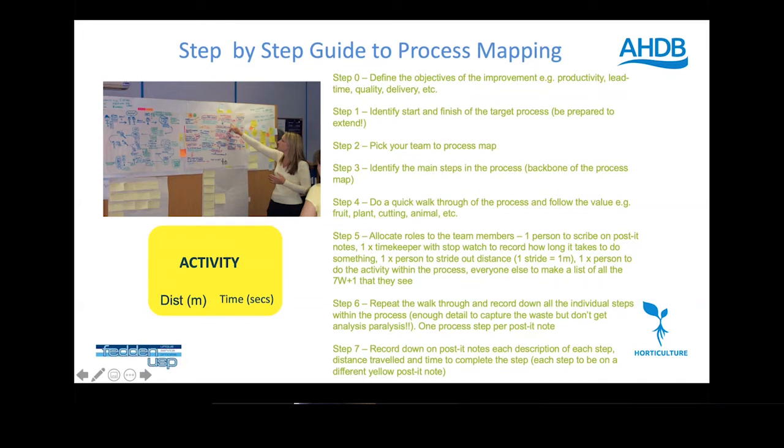So you repeat this, recording each individual step, and as many steps as you possibly can identify, on post-it notes, and you start at the start of the process and work your way through to the end of the process. It should take you about 3 to 4 hours to do this step 6 properly. You won't want it to go on much longer than that. You want to spend some time thinking about what you can do to improve it. But equally, you want to spend enough time doing it that you can start to identify what the key wastes are within the process itself.